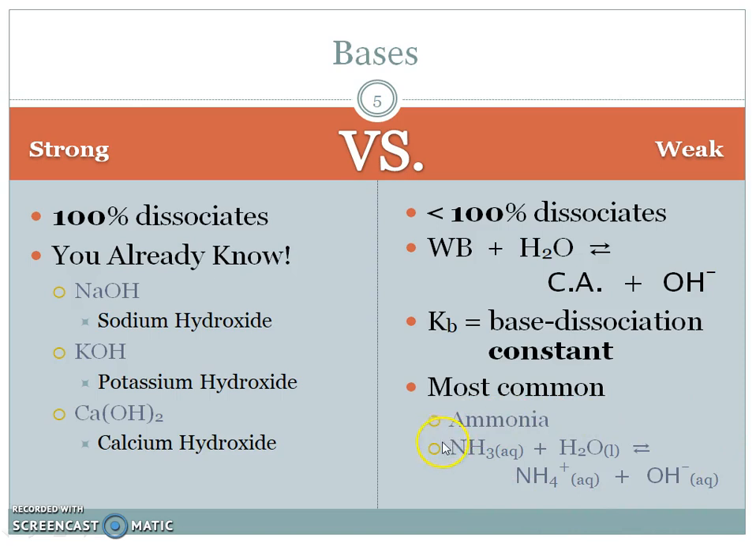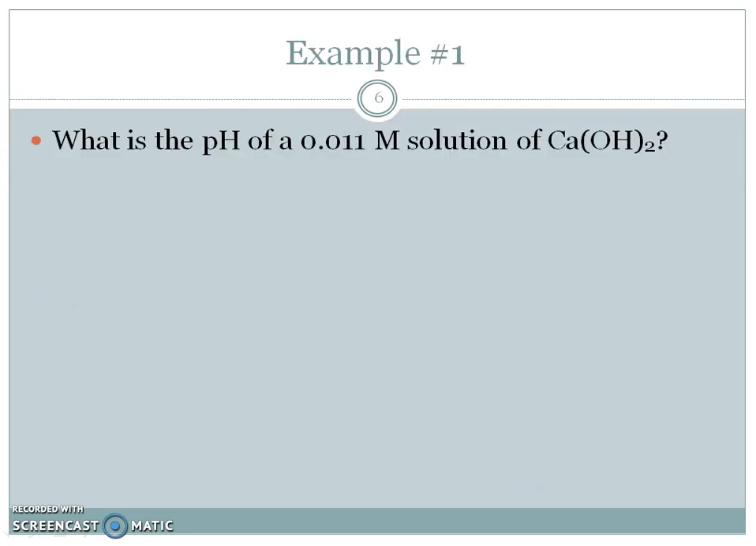You're going to see ammonia often, and it's a difficult one to understand because the ammonia itself as the base does not have hydroxide in it, but when the ammonia reacts with the water, it's a base because it takes that H plus and forms that ammonium polyatomic ion, and then you're left with those hydroxide ions in there as well. So that's a really important reaction to get into your head. So let's look at an example.